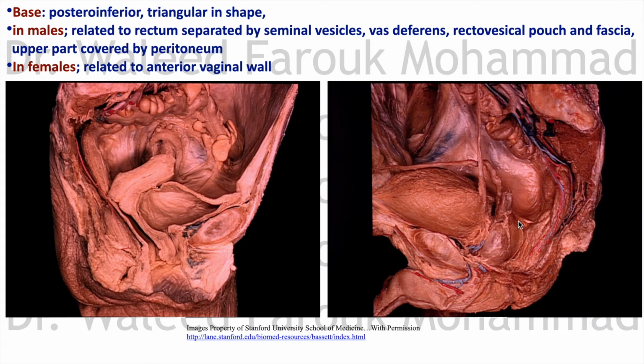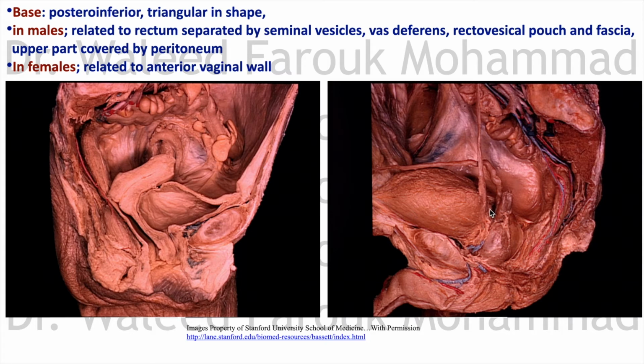The upper part of the base of the bladder, the upper part of the posterior surface of the bladder, is covered by peritoneum. Remember, there is an extra slack of peritoneum in males than females, because the uterus came between the urinary bladder and the rectum. So the superior surface is completely covered with peritoneum in males, and the upper part of the posterior surface.